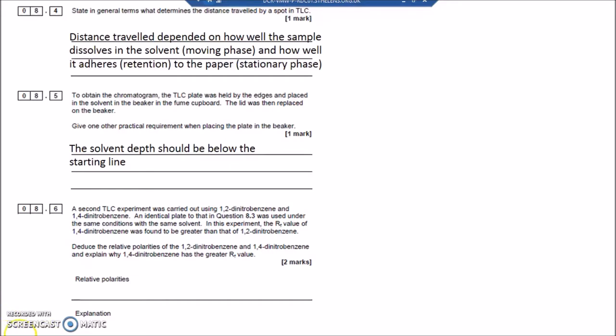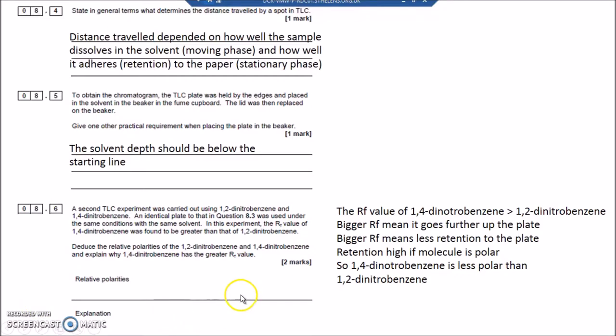So the largest RF value means it's gone further up the plate. If it's gone further up the plate, the 1,4-dinitrobenzene has dissolved better in the solvent, the moving phase, and it's not adhered or been retained to the paper as much as the 1,2-dinitrobenzene. So this 1,4-dinitrobenzene dissolves better in the moving phase, in the solvent, and doesn't adhere as well to the paper as the 1,2-dinitrobenzene does.